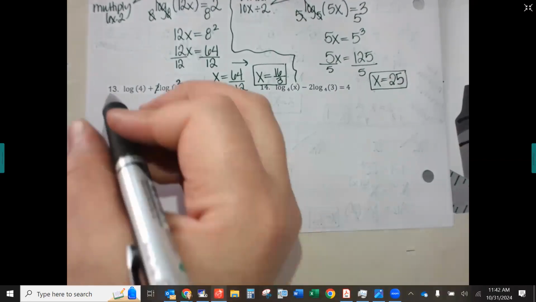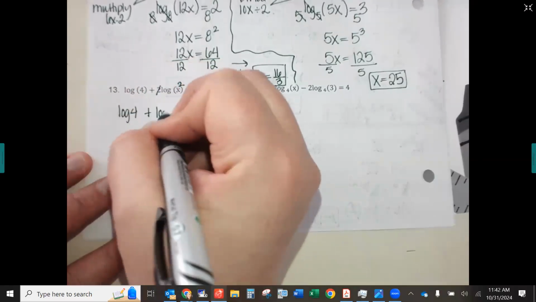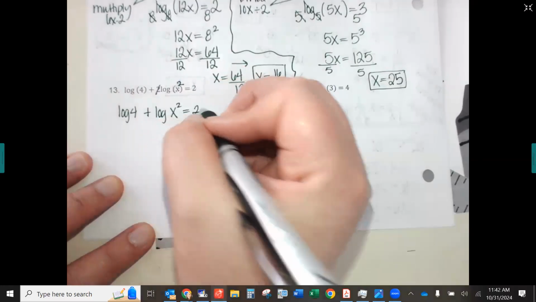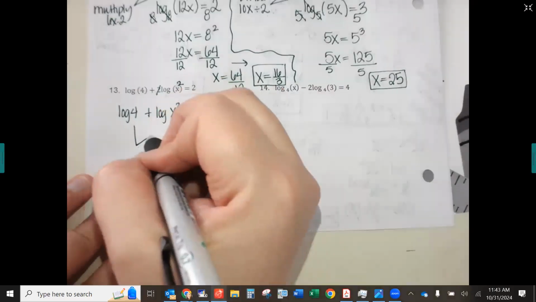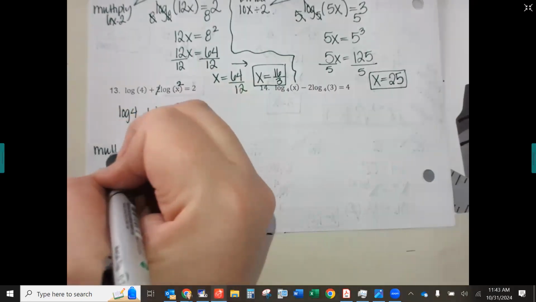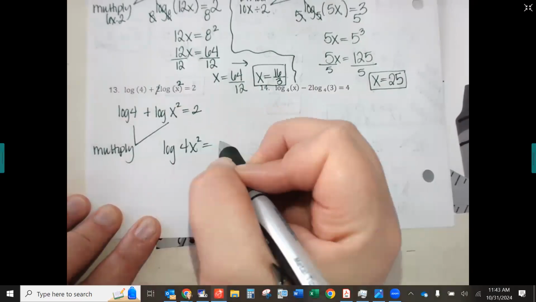So here's what I have now. You may not need to write this, but I'm going to. It's log 4 plus log x squared equals 2. Now notice, I still have more than 1 log on the same side. That's not allowed. I gotta put them together for me to solve. So if it's log 4 plus log x squared, how can I combine them back into the same log, multiplication or division? Very good. What is 4 times x squared? So I have log 4x squared equals 2.